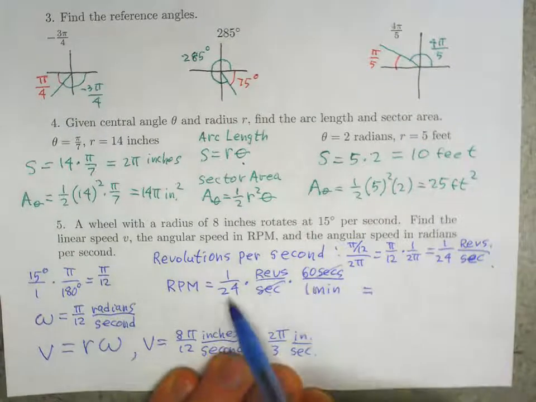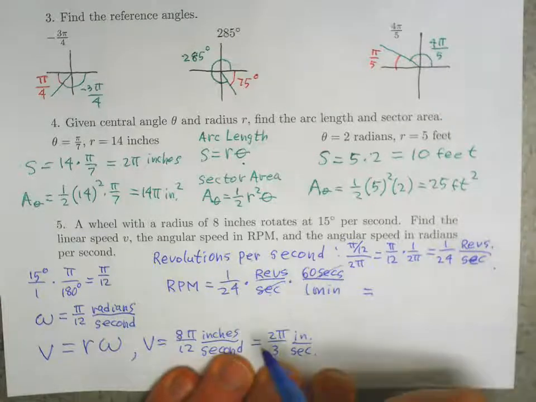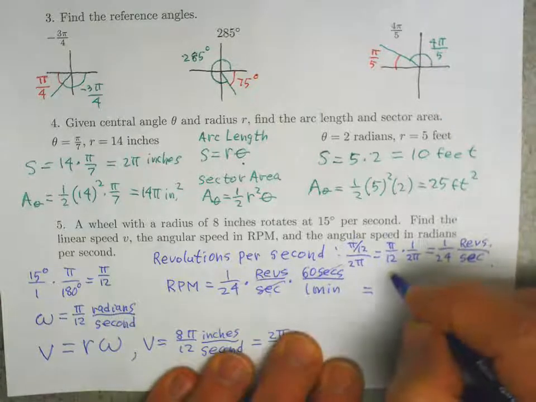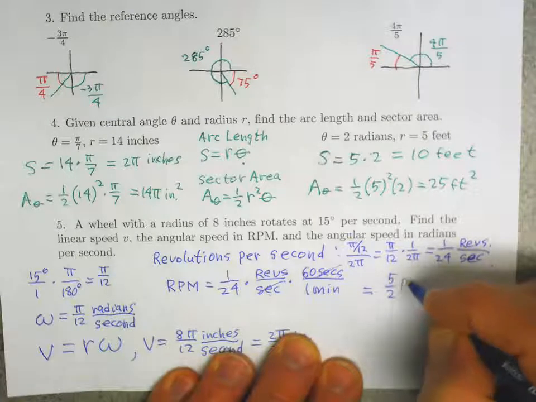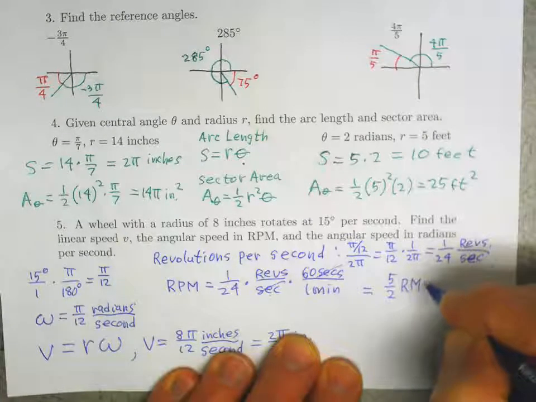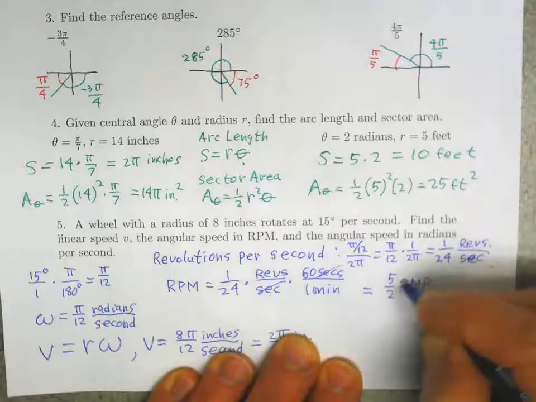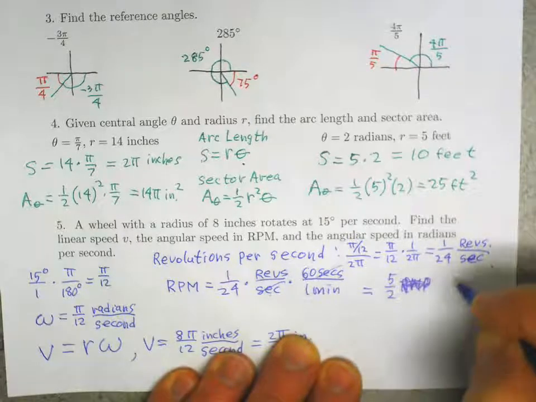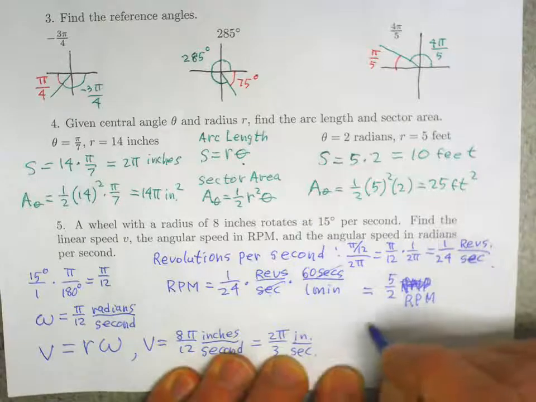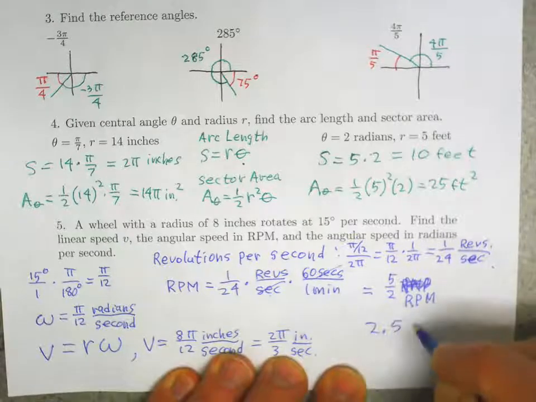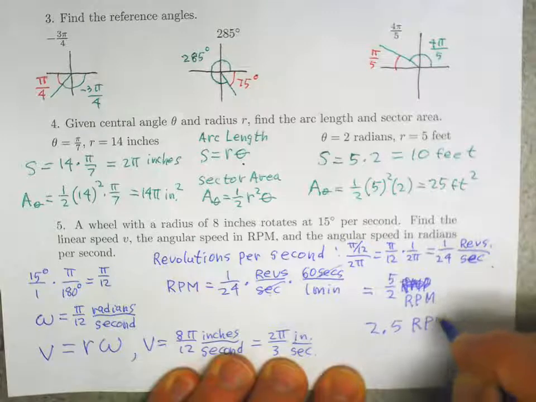12 goes into 24 and 60 evenly. So we get 5/2 revolutions per minute. Or you could write 2.5 revolutions per minute.